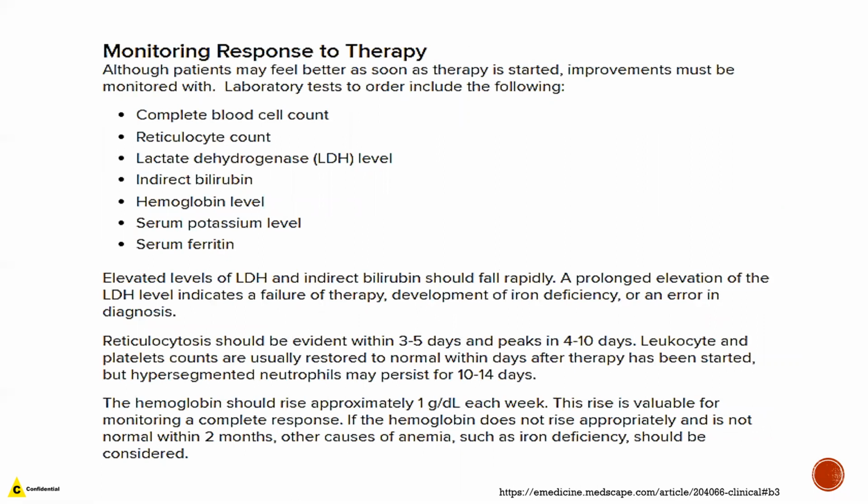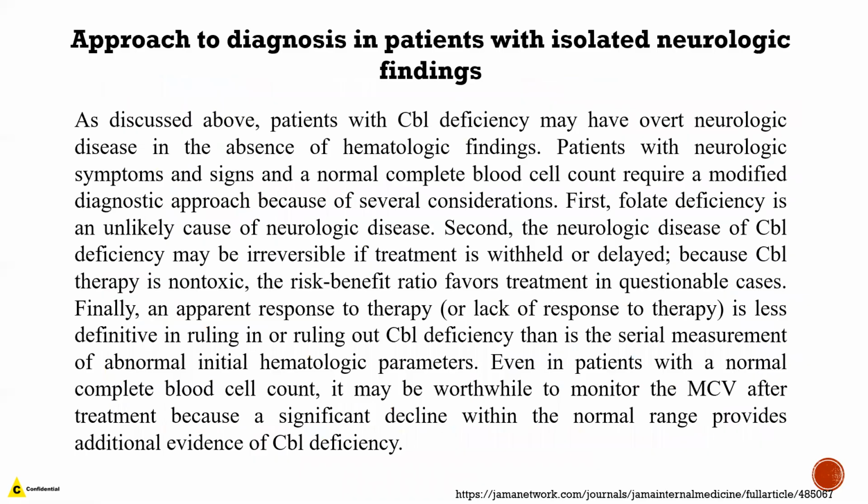Improvement must be monitored with CBC, reticulocyte count, LDH level, indirect bilirubin, hemoglobin level, serum potassium level, and serum ferritin level. Reticulocytosis should be evident within 3 to 5 days and peaks at 4 to 10 days. Hemoglobin should rise approximately 1 gram per deciliter, and this rise is useful for monitoring and complete response.